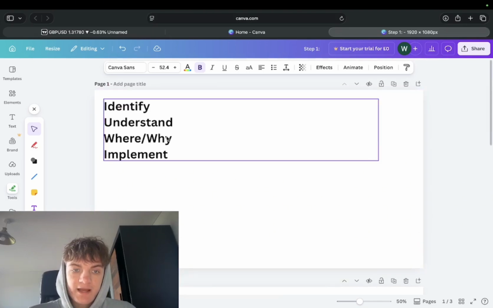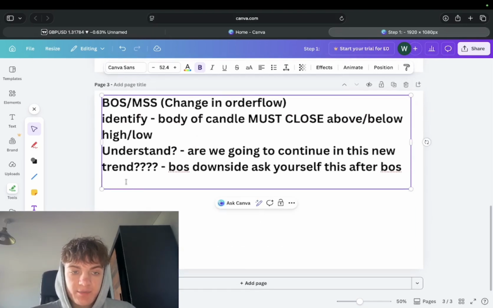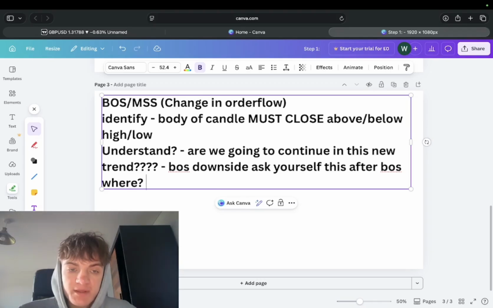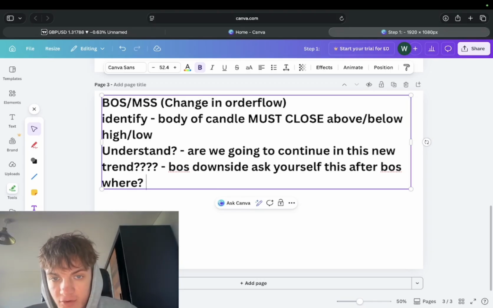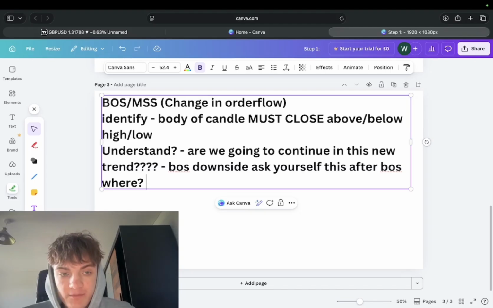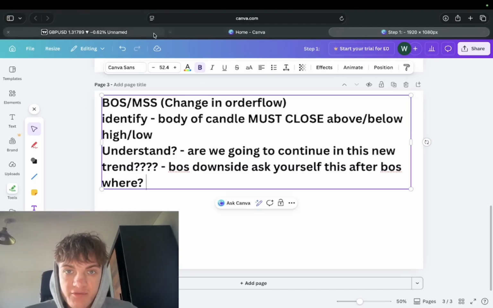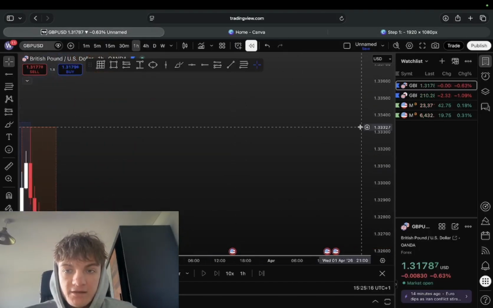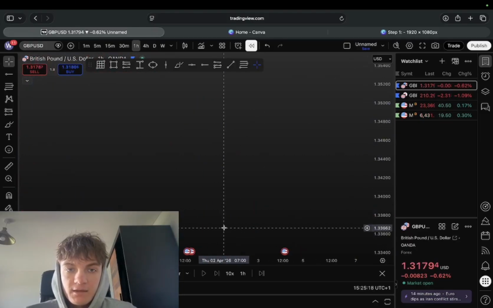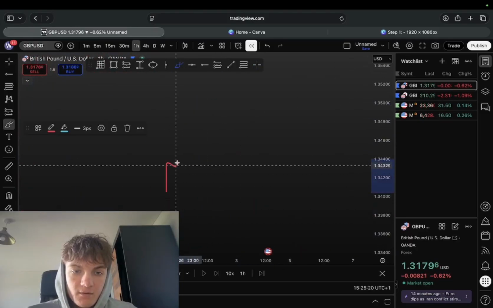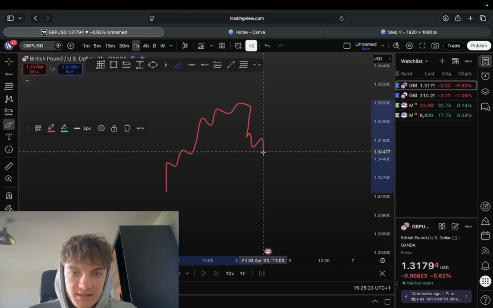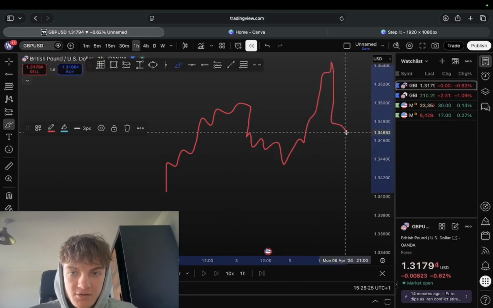Okay. Where and why? So where does it happen and why does it happen? Well, where it happens, it's got a complicated relationship between different time frames. So on the 1 minute time frame, we can do this. We broke structure, then we broke structure again, and then we broke structure again.